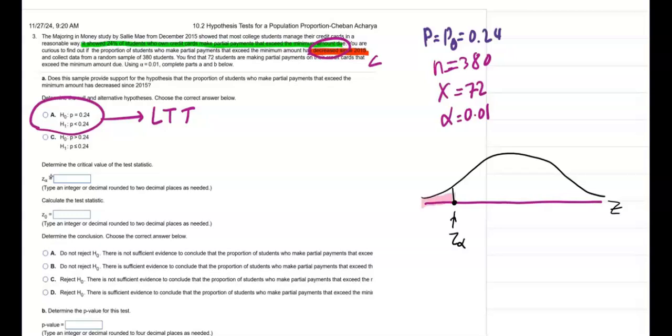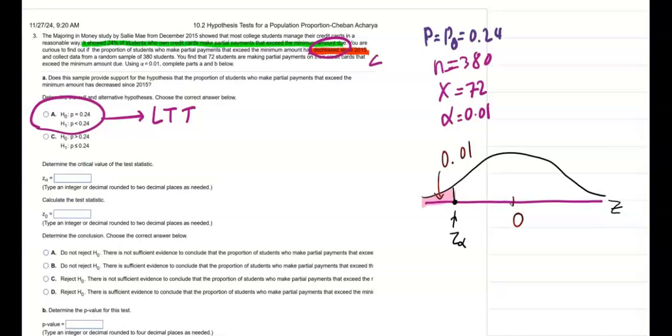And this area here is the level of significance, which is given as 0.01. Again, the area on the left is 0.01, which is the level of significance. So this test has only one critical value because this is a left tail test. Obviously this is 0 here, which is the mean of this distribution. So the first question, determine the critical value of the test statistic.